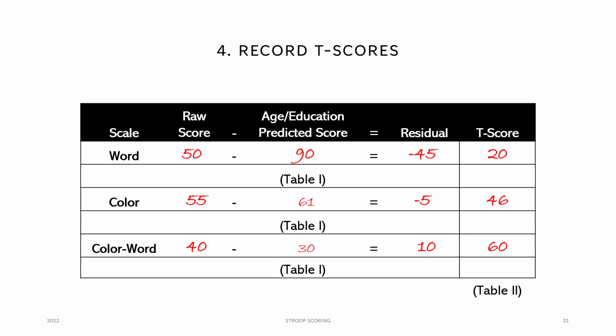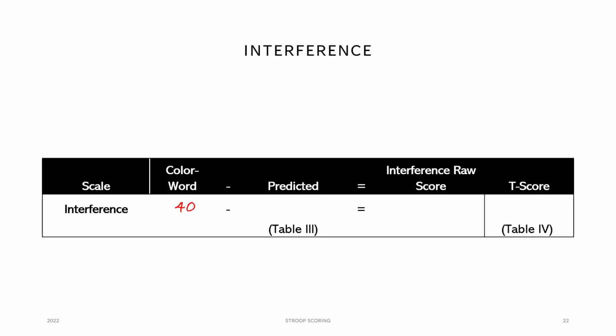We'll repeat that process with each of the other scales, noting the correct raw deviation row and finding the T-score that corresponds to that scale. In the previous version, that's in table 4, but the process is the same. Okay, so we've gotten T-scores for word, color, and color word.